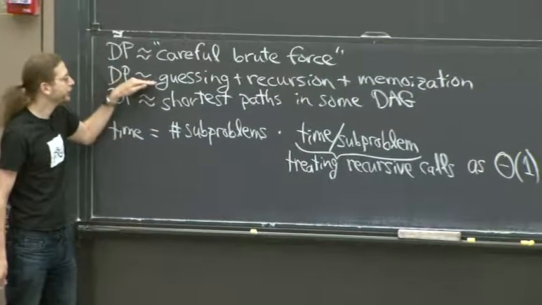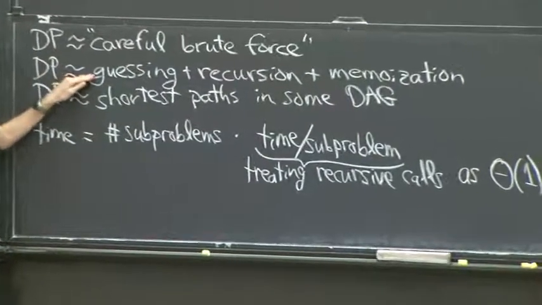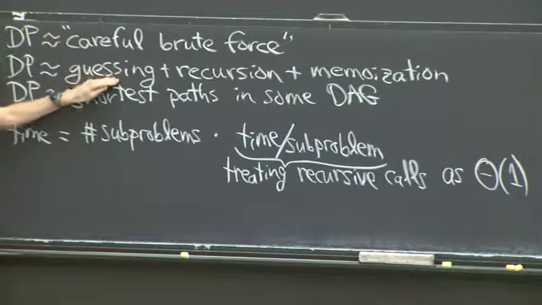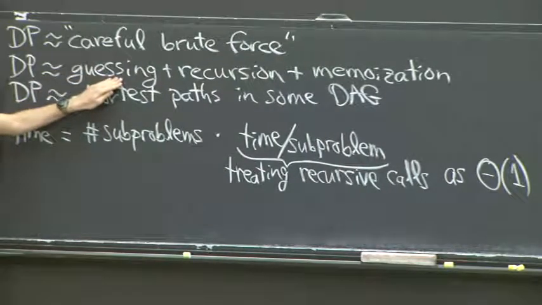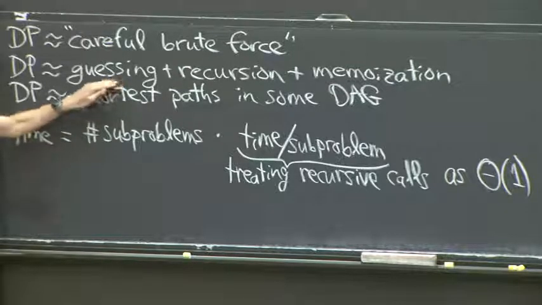In more detail, the 3 main techniques in dynamic programming are the idea of guessing, the idea that, I want to find the best way to solve a problem. Let's pick out some feature of the solution that I want to know. I don't know it, so I'll guess the answer, meaning I'll try all the possibilities for that choice and take the best one. So guessing is really central to dynamic programming.